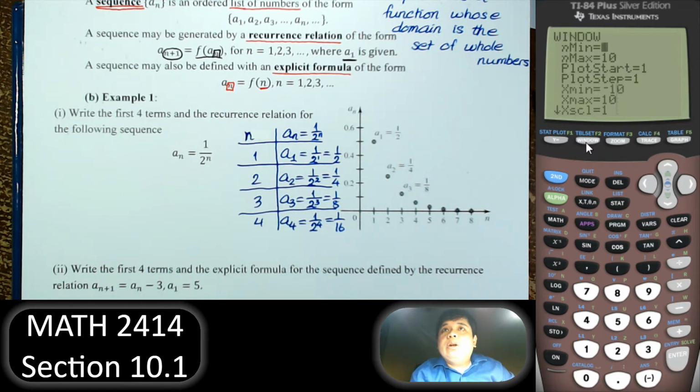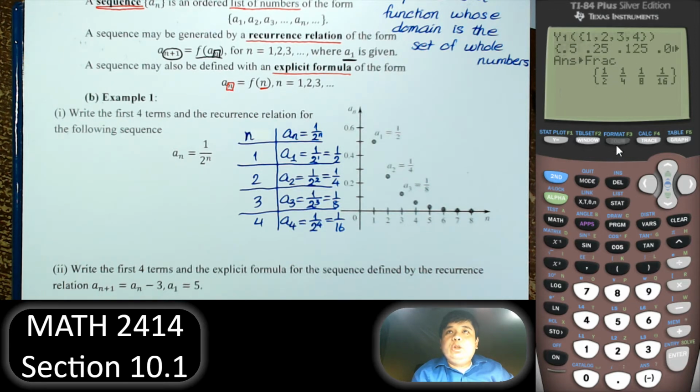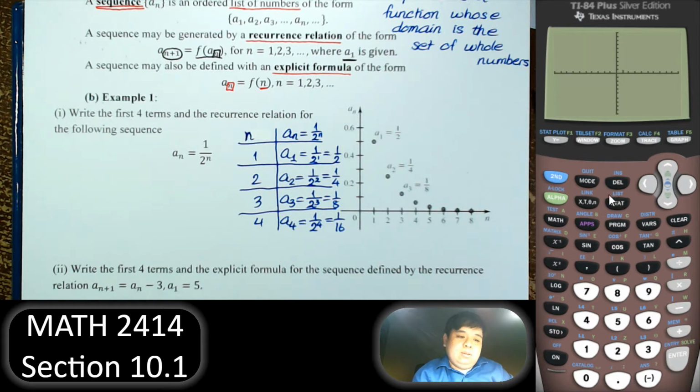Window number 6, sorry. Zoom number 6. Yeah, because it is too small to graph, and that's all we see here.